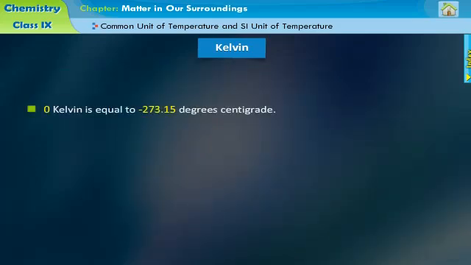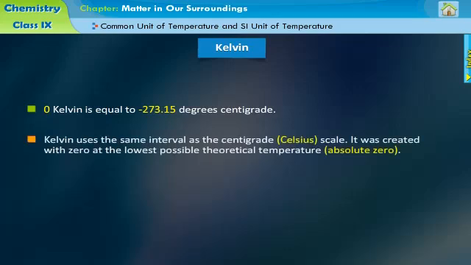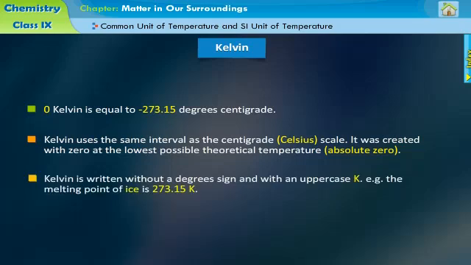0 Kelvin is equal to minus 273.15 degrees centigrade. Kelvin uses the same interval as the centigrade Celsius scale. It was created with 0 at the lowest possible theoretical temperature, absolute 0. Kelvin is written without a degree sign and with an uppercase K. For example, the melting point of ice is 273.15 Kelvin.